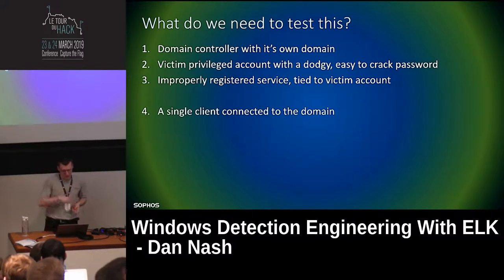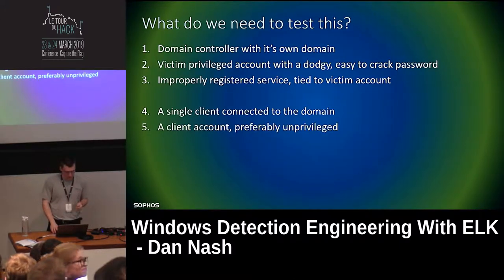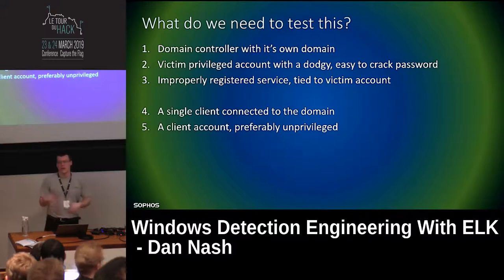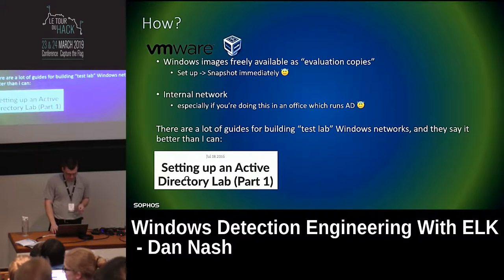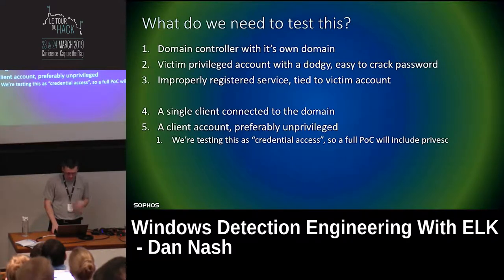And then on the attacker side, we're going to need a single Windows client connected to that AD domain, a client account, preferably unprivileged, again, to demonstrate the privilege escalation aspect to it. Oh, yep, there we go. That says it there. So how on earth do we do this?